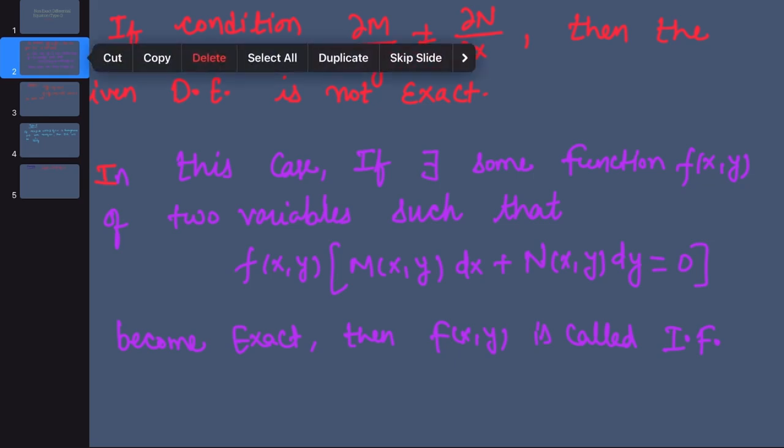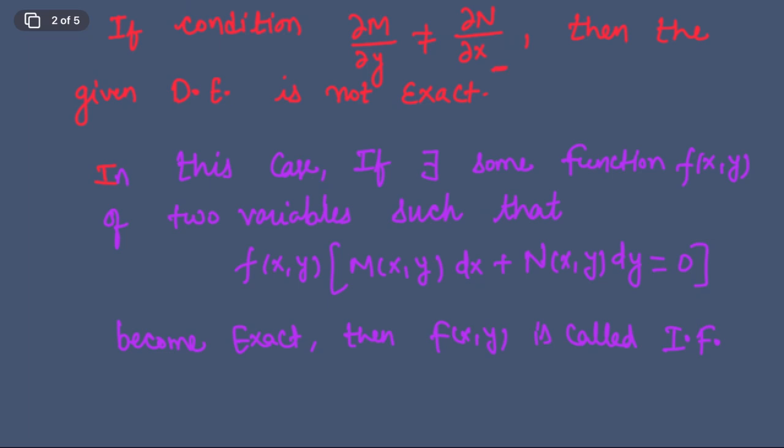If this condition is satisfied, del M upon del y equal to del N upon del x, then the differential equation is exact. If del M upon del y does not equal del N upon del x, then the given differential equation is not exact. For M dx plus N dy equal to 0, we check the partial derivative of M with respect to y against the partial derivative of N with respect to x. In the previous lecture we saw that if they hold, we say the given differential equation is exact. If this does not hold, then we say it is not exact. So if not exact, how can we make it exact?